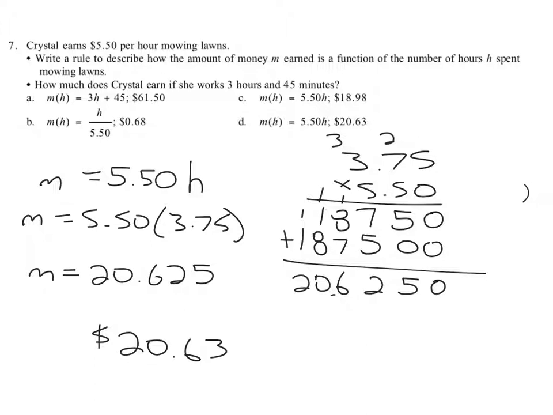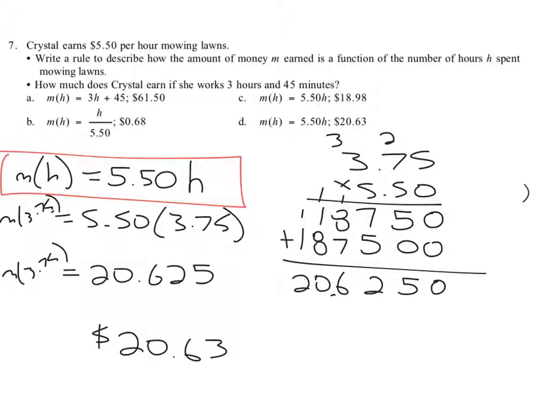We need to do M of H. Sorry, I didn't put that part. I just said M. M of H. And here I will write M of 3.75. Sorry, I did that wrong. Then M of 3.75 is equal to that. So that is our general function. And that is the amount that it would cost for the amount of hours she worked.